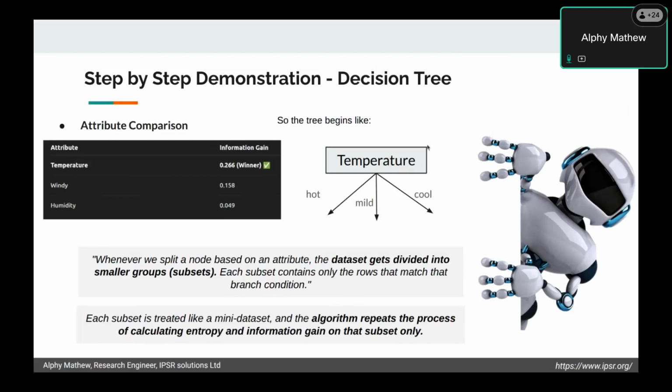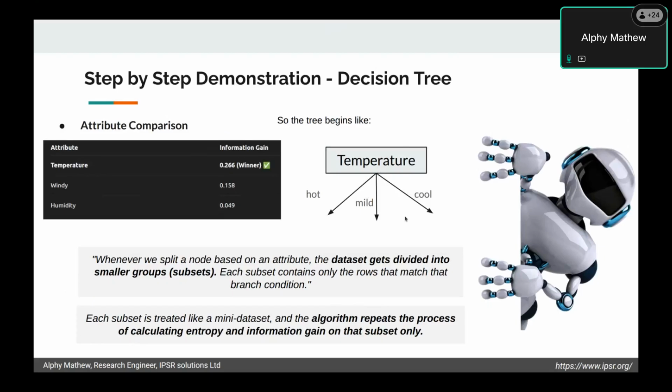So we have drawn our root node as temperature, and the distinct values of the root node will be the branches. What were the distinct values? Hot, mild, cool. So 3 branches came there. Okay, so this is the first split in the tree.